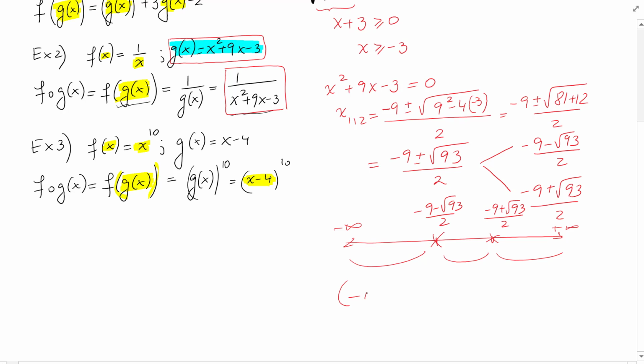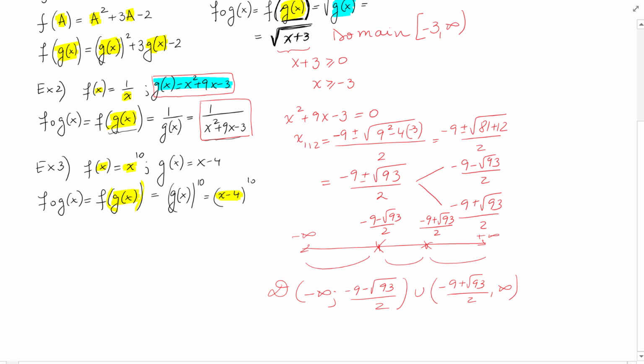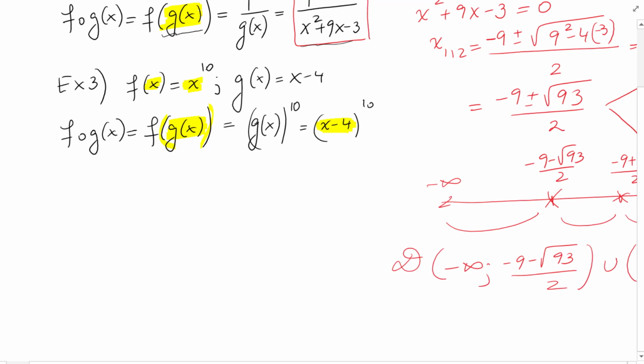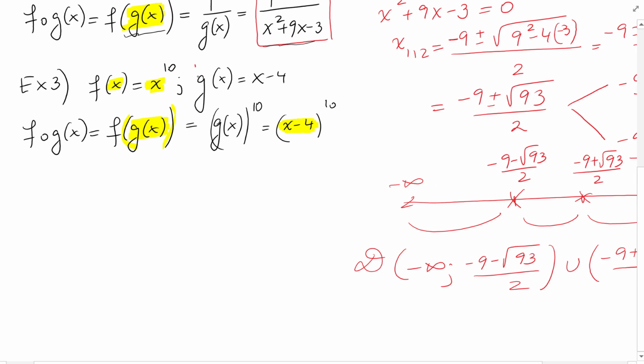So the domain is from negative infinity to negative 9 minus square root of 93 over 2, open interval, union negative 9 plus square root of 93 over 2 to infinity. This is the domain of the second problem. And now let's take a quick look at the third problem. Again, g of x, no restrictions because it's a linear one. And f composed with g is x plus minus 4 to the 10. No restrictions there either. So the domain is from negative infinity to infinity.